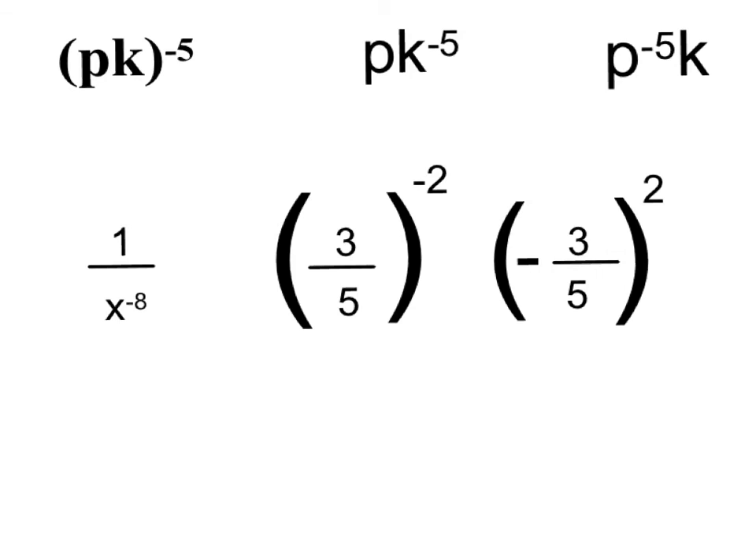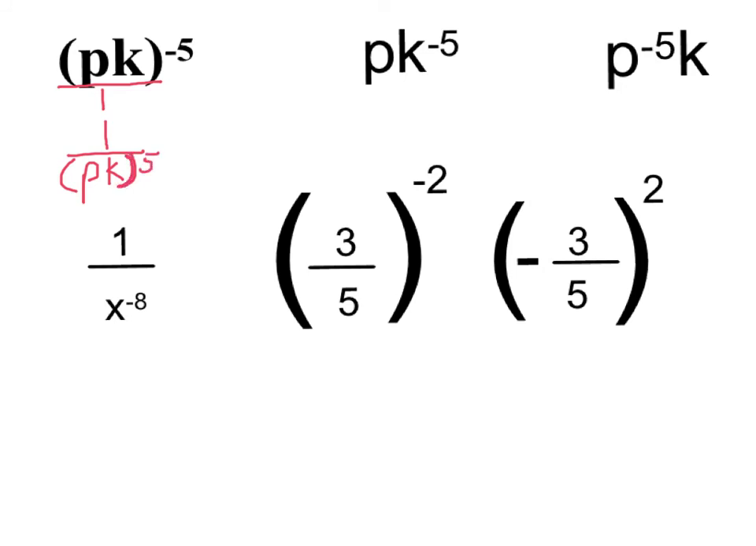So, what if we have a parentheses to a negative power? Well, here's what it means. First of all, that negative means that we take this whole parentheses and change its position. So it becomes 1 over parentheses pk to the positive 5.